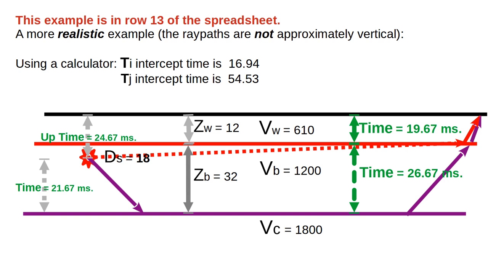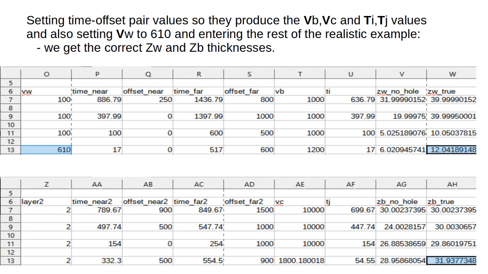This example is in row 13 of the spreadsheet. A more realistic example. The ray paths are not approximately vertical. Using a calculator, TI is 16.94, TJ is 54.53. Setting time offset pair values so they produce VB, VC, and TI, TJ values, and also setting VW to 610 and entering the rest of the realistic example, we get the correct layer thicknesses.